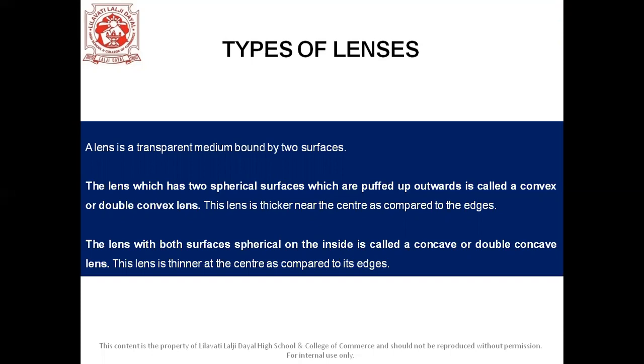A lens is a transparent medium bound by two surfaces. The lens which has two spherical surfaces which are puffed up outwards is called a convex or double convex lens. And this lens is thicker near the center as compared to the edges. The lens with both surfaces spherical on the inside is called a concave or double concave lens. And this lens is thinner at the center as compared to the edges. Let's move on to the next slide, students.